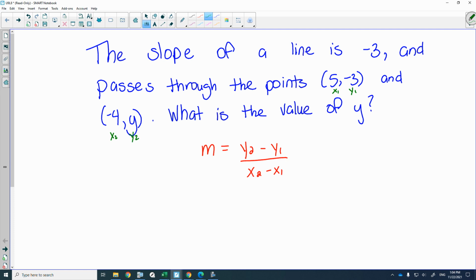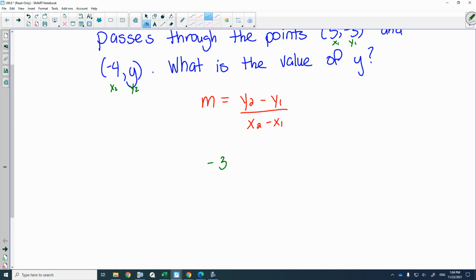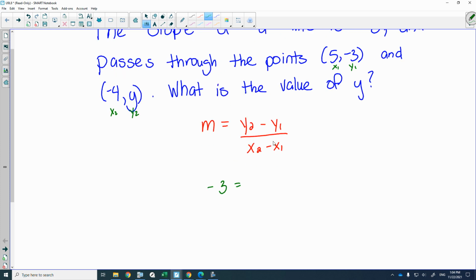Then you'd fill everything in. Normally we'd be calculating what m is, which is the slope. However, in this question, they give us m. They say that the slope of the line is -3. So when we start filling things in, we need to substitute -3 in for m. So it's -3 is equal to y2 minus y1, so you just write down exactly what you have. So y minus y1 is right here, and that's -3 all over x2 minus x1, which is -4 minus 5.